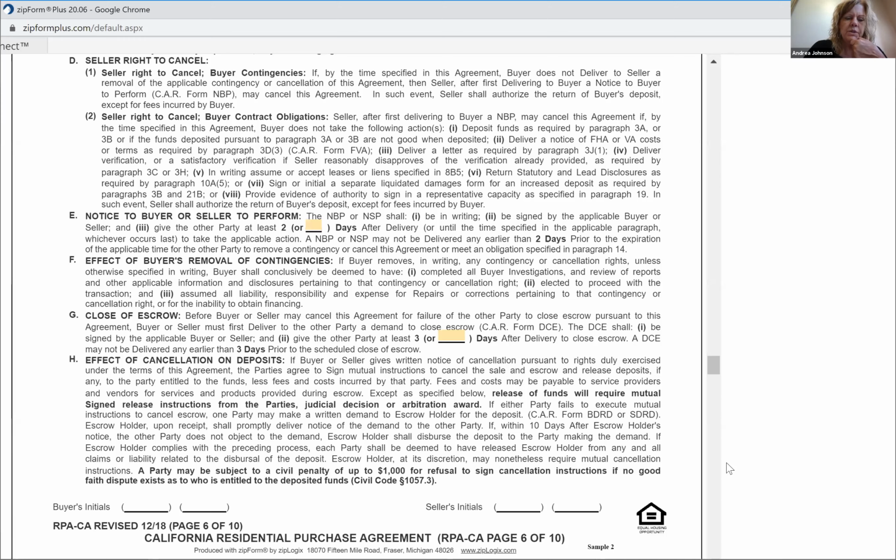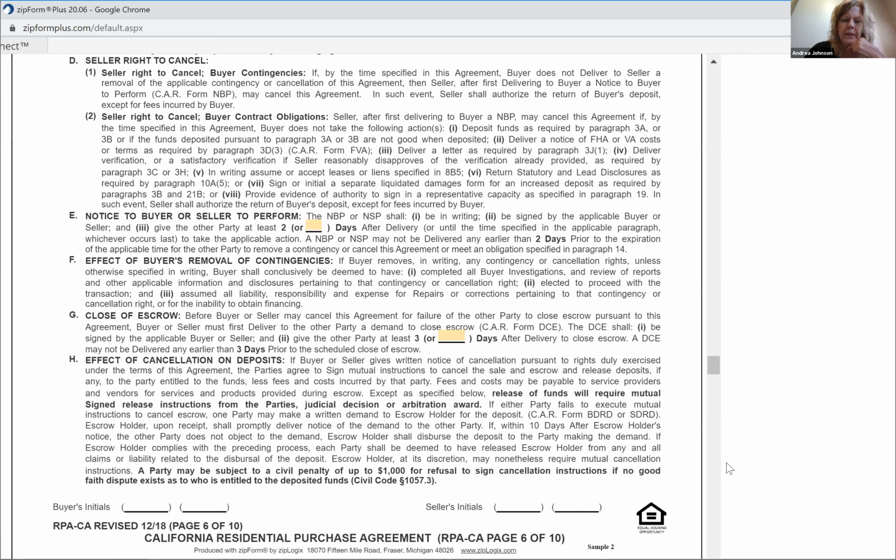Okay, close of escrow. Before buyer or seller may cancel this agreement for failure of the other party to close escrow pursuant to this agreement, buyer must first deliver to the other party a demand to close escrow, which is CAR form DCE. So for this purpose, you don't use the notice to perform. If it's closing escrow, you're going to use the DCE.